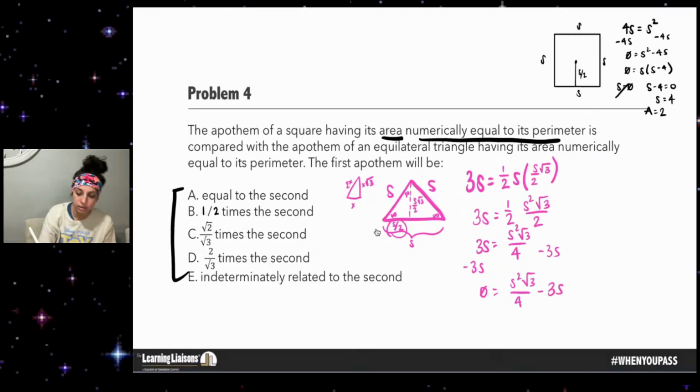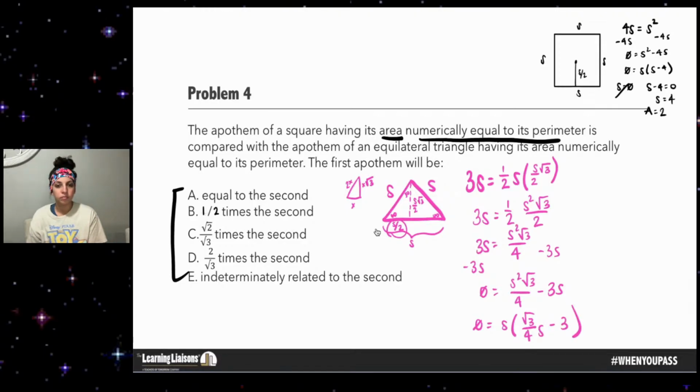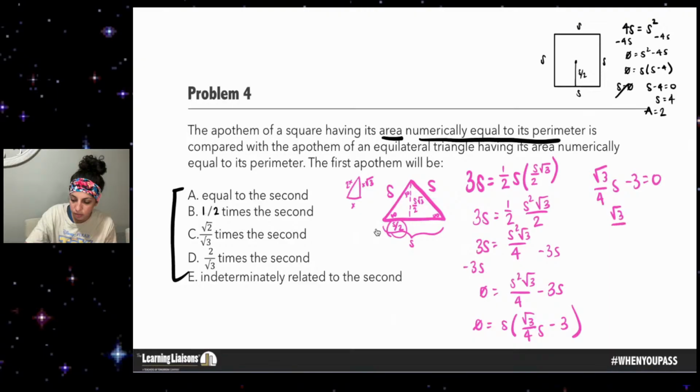Same thing, pulling S out. 0 equals S times square root of 3 divided by 4 S minus 3. Following? And now set it equal to 0. Square root of 3 divided by 4 S minus 3 equals 0. Add 3 to both sides.